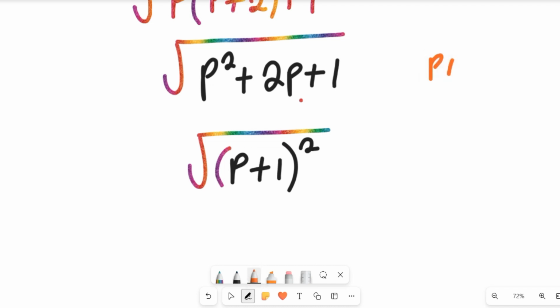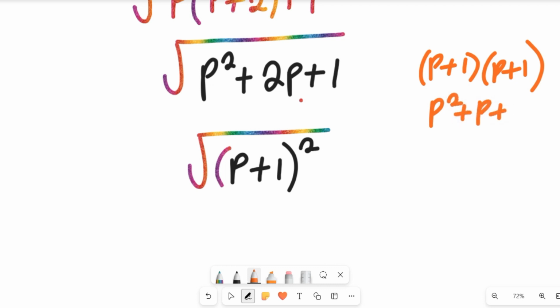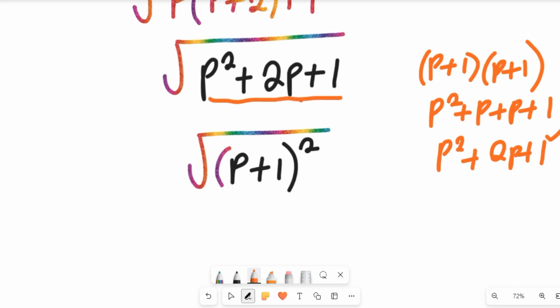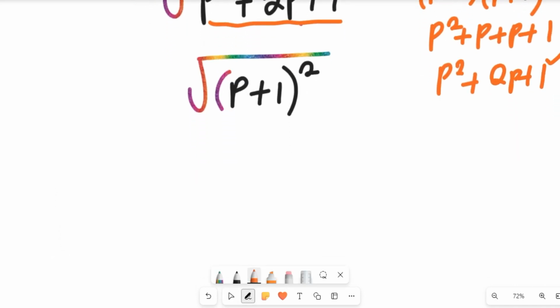If you have p plus 1 multiplied by p plus 1, if you simplify this expression, you have p squared plus p plus p plus 1, and this will give us p squared plus 2p plus 1. So you see, we'll definitely get this expression. So we didn't change anything. So from that expression, you'll come to see that this square will clear the square root, and our whole expression can now be equal to p plus 1.